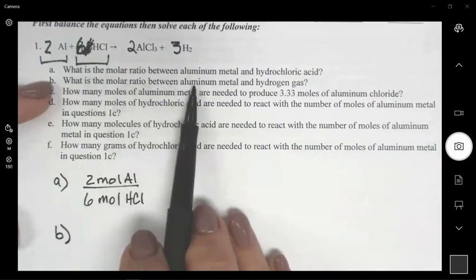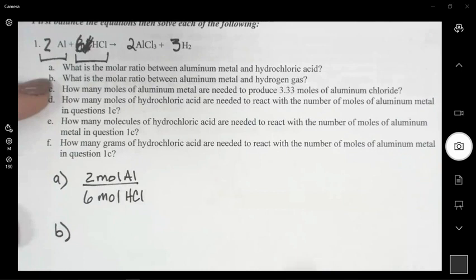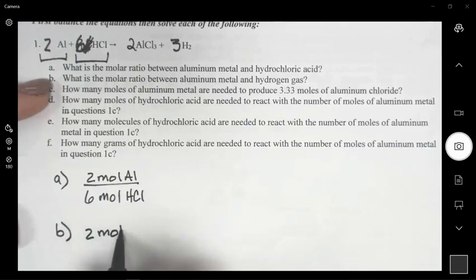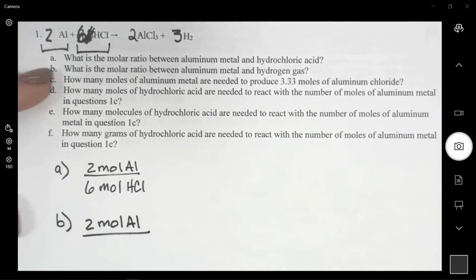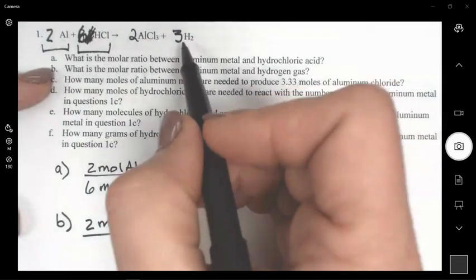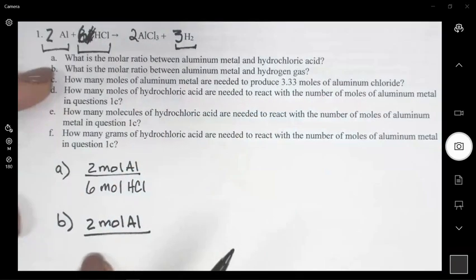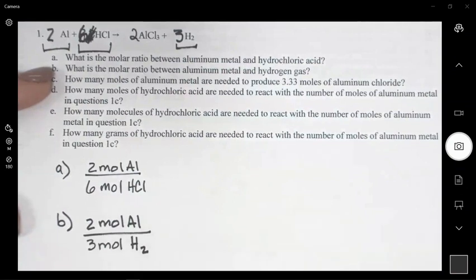What is the molar ratio between aluminum metal and hydrogen gas? Everyone think they can do that? 2 mole of aluminum metal. And what do I put on the bottom? I need to put 3 things on the bottom. Which one is hydrogen gas up here? H2. So what do I write down here? 3 mole, what? H2. Yes, sir. For A, do we not simplify that down? Nope. Stoichiometry. Stoichiometry.